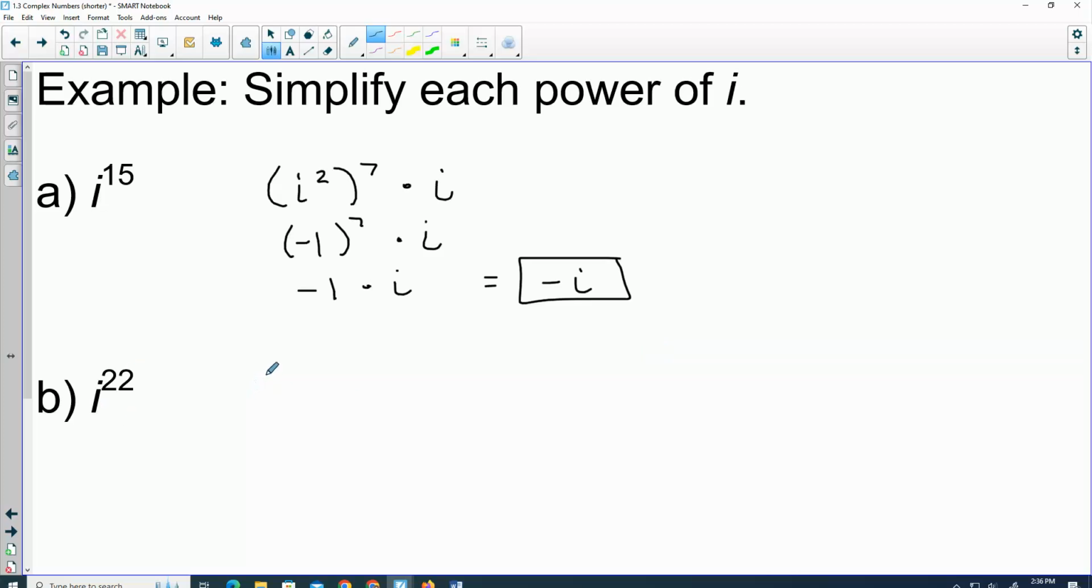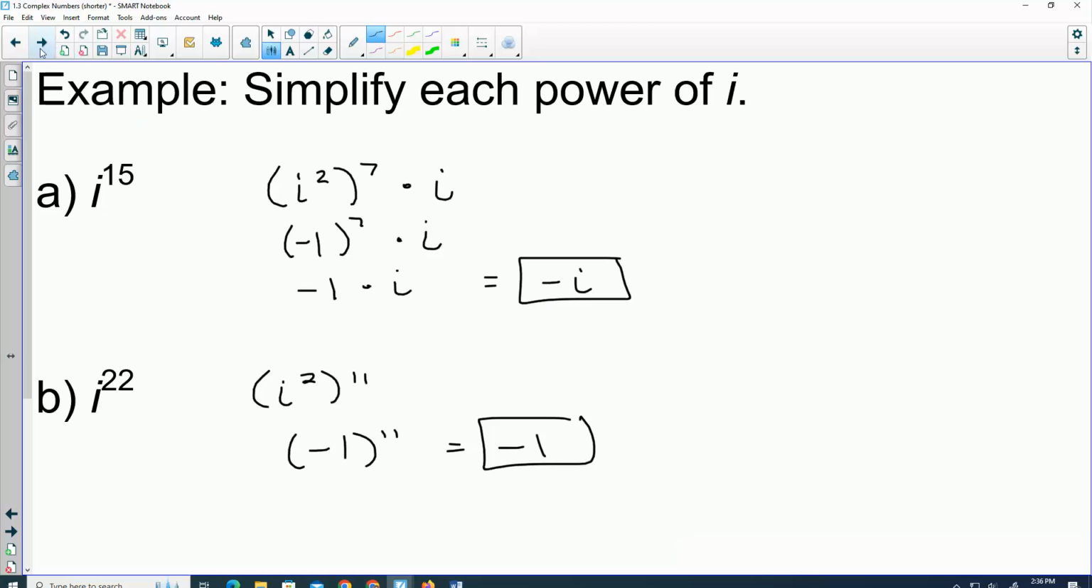So how did you write it? If you have 22, that's 11 groups of 2, none left over. i squared is negative 1, and negative 1 to the 11th is negative 1. Right. Do we need more problems like this? Okay.